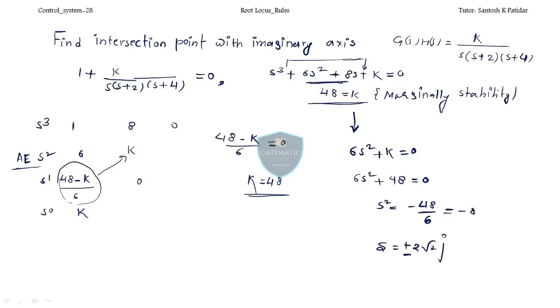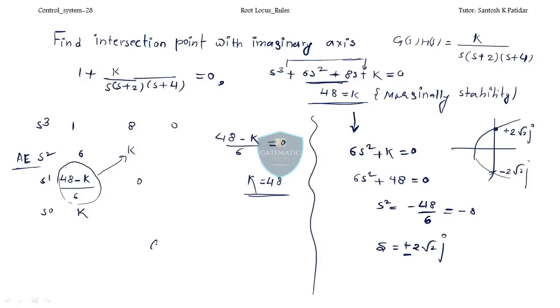Okay. So, this is the point on the imaginary axis where the root locus is intersecting over here. This will be plus 2 root 2 j. Okay, friends. Over here, minus 2 root 2 j. Or if you want to do it another way, you form the auxiliary equation, that is 6s square plus K, differentiate and keep it equal to 0, and the K value you already calculated, that is 48, you will keep over here, and you will get plus minus j 2 root 2. So this is the procedure to find the intersection point of the root locus branch on the imaginary axis. I hope it's clear to you.